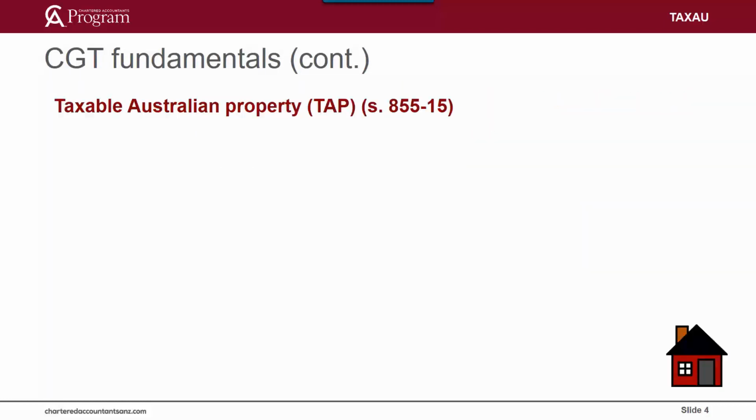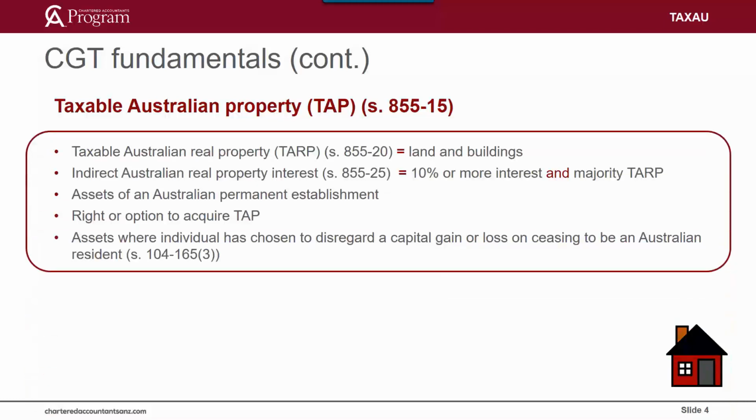So what is taxable Australian property? Taxable Australian property is defined in Section 855-15 to include taxable Australian real property, or TARP, under Section 855-20, that is land and anything fixed to land such as a building, indirect real property interests under Section 855-25, that is shares in a company where the taxpayer holds 10% or more, and more than 50% of the underlying assets of the company are TARP, or in other words, a non-portfolio interest in a land-rich company.